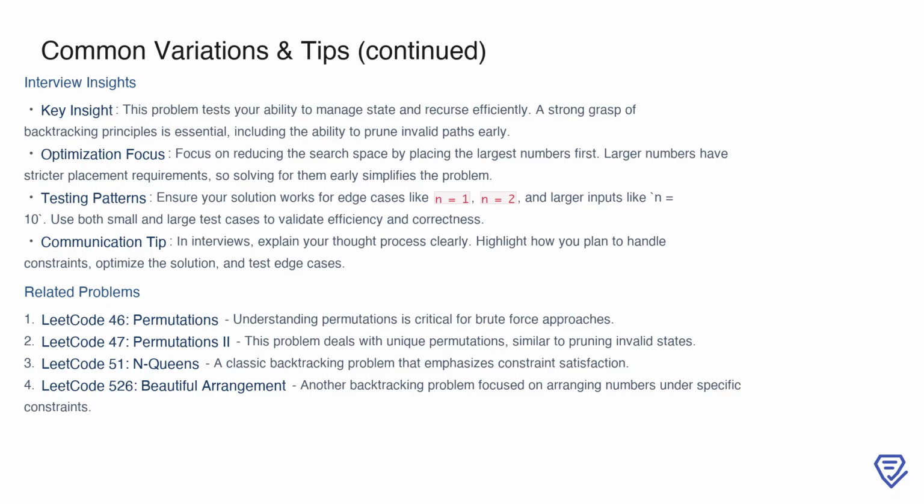When discussing your solution in an interview, prioritize clear communication. Explain your thought process, how you plan to handle constraints, the techniques you use to optimize the solution, and how you test edge cases. Additionally, related problems like LeetCode 46, 47, 51, and 526 can help you build a deeper understanding of backtracking and constraint satisfaction. For example, LeetCode 46 and 47 focus on permutations, while LeetCode 51 and 526 involve arranging numbers under specific constraints, making them highly relevant practice problems.